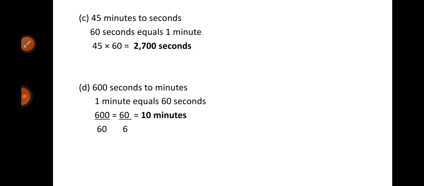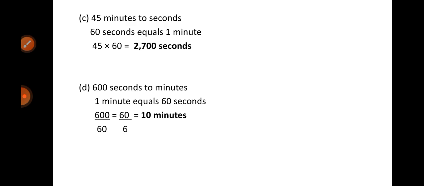Like I say, you must convert the time, even if it is from hours to seconds, or from minutes to seconds, so that both the dividend and the divisor have the same unit. So 600 divided by 60, zero cancels zero. We have 60 divided by 6. 60 divided by 6 is 10. That means 600 seconds is equal to 10 minutes.